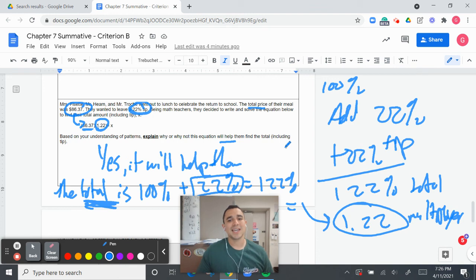A lot of students say that's not correct. You need to have 0.22 and then add it. And I gave you some credit for that, but technically we wanted to know if 1.22 is an allowed multiplier, and it is. And so we want to make sure we do that.